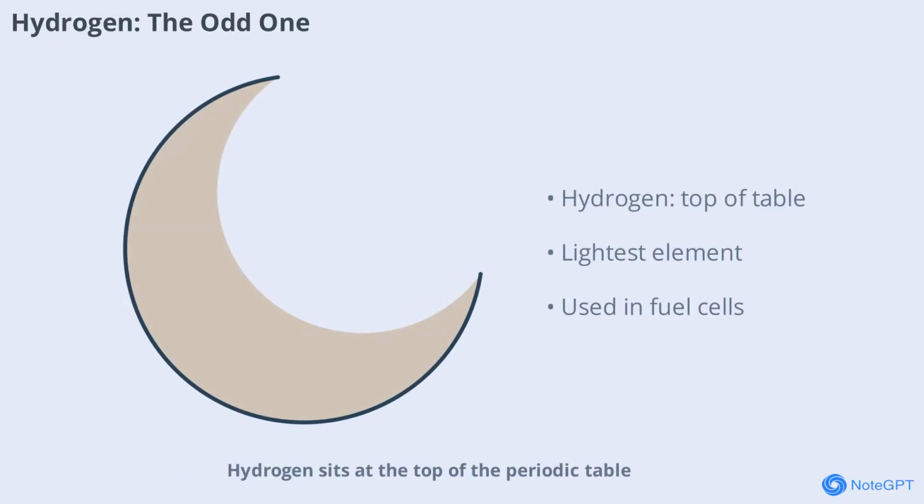Hydrogen sits at the top of the periodic table, but it doesn't quite fit with any group. It's the lightest element and the most abundant in the universe. Hydrogen is a gas at room temperature and is used in fuel cells, industry, and even in stars. Its unique properties make it a special case in chemistry.